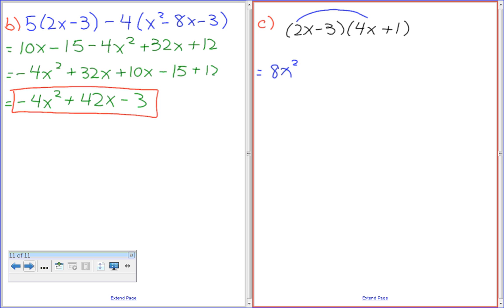All right, Ben, what's the next one, please? 3 times 1. Oh, wait, sorry. Yeah, first, outside, inside, last. I do that one probably next. So 2x times 1 is just 2x. And then negative 3 times 4 is negative 12x. And negative 3 times 1 is going to be negative 3. You can do it in a different order if you want to, but this is nice because it's already grouped, right? So you don't have to worry about that.